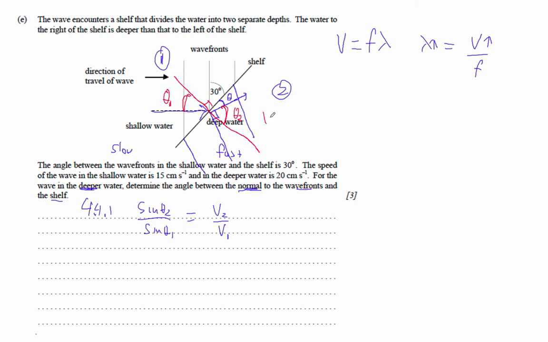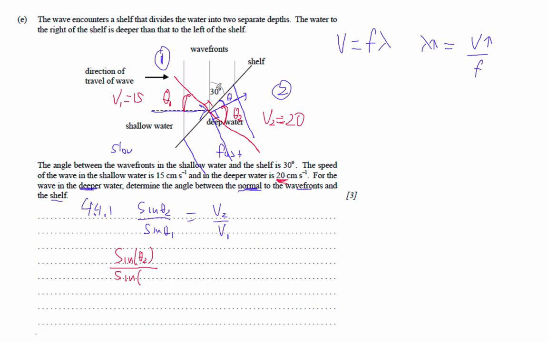And then V2 is 20 centimeters per second, right? And V1 is 15 centimeters per second, right? Okay, so now we're set. Let's see. Sine theta 2 is what we're trying to find, right? Trying to find that angle over sine theta 1. And then what is this angle? Well, I'm going to argue that it's 30 degrees, right?